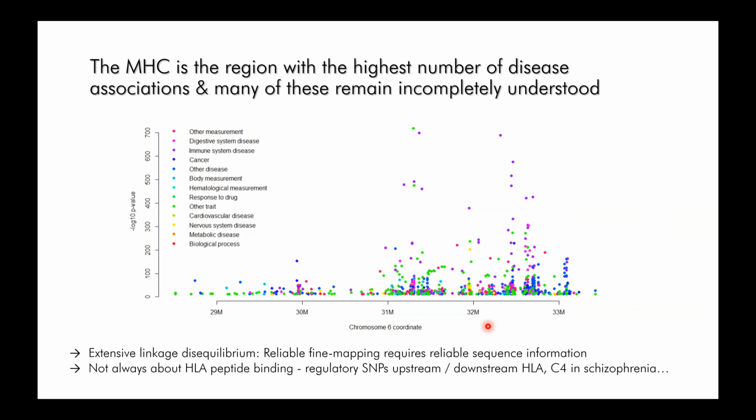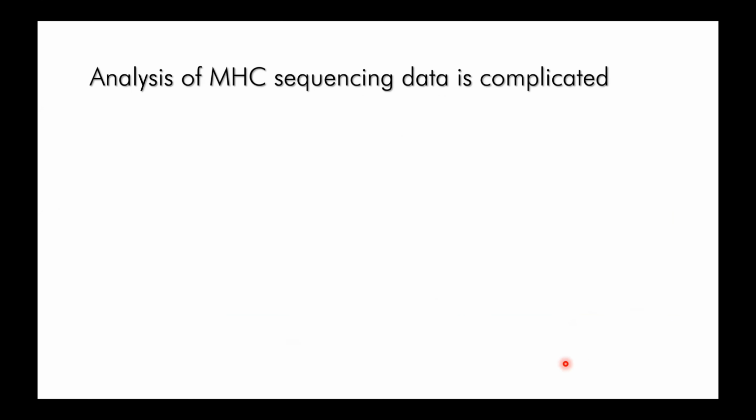In addition to that, let me also point out that not all associations in the MHC are driven by differences in the HLA peptide binding regions of the HLA genes. For example, there are very well-known associations that are driven by regulatory SNPs, and also associations, for example, with the C4 gene in schizophrenia. So it's not all about peptide binding in the MHC. Now, we want complete MHC sequence information, but that is actually not that easy.